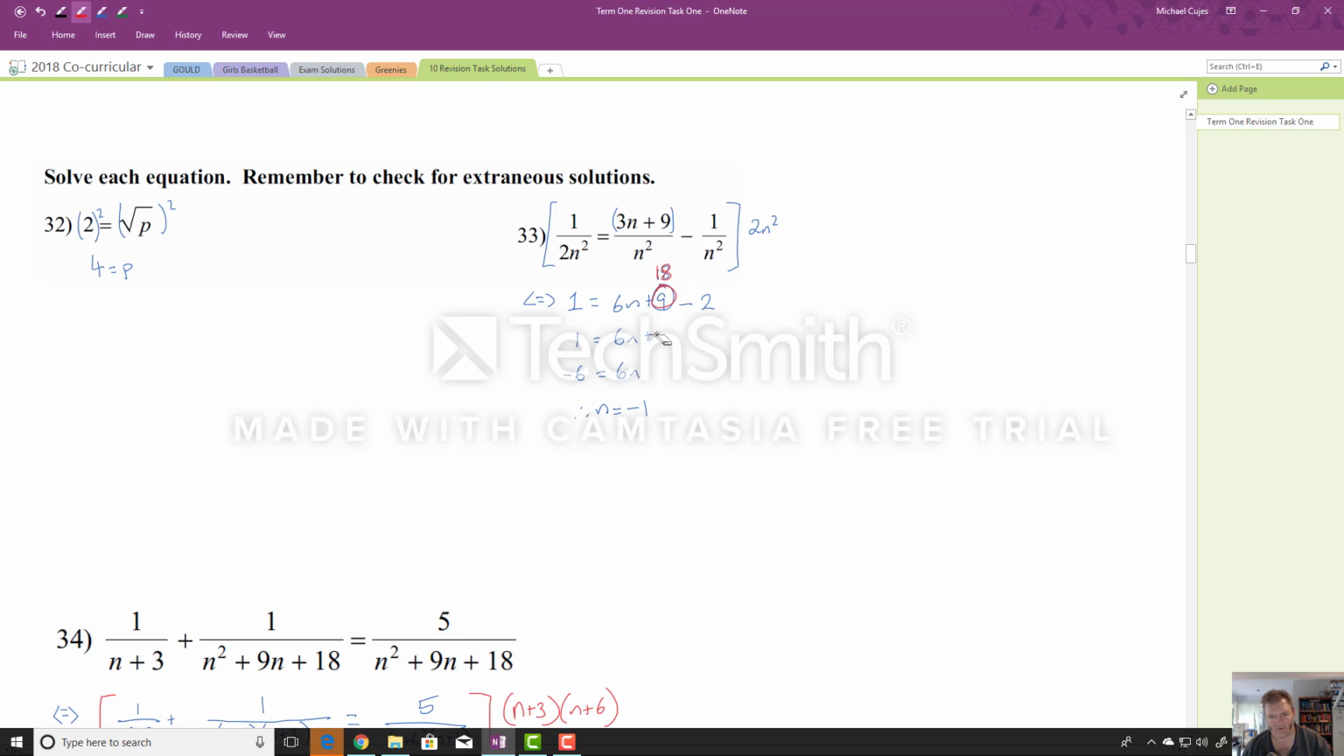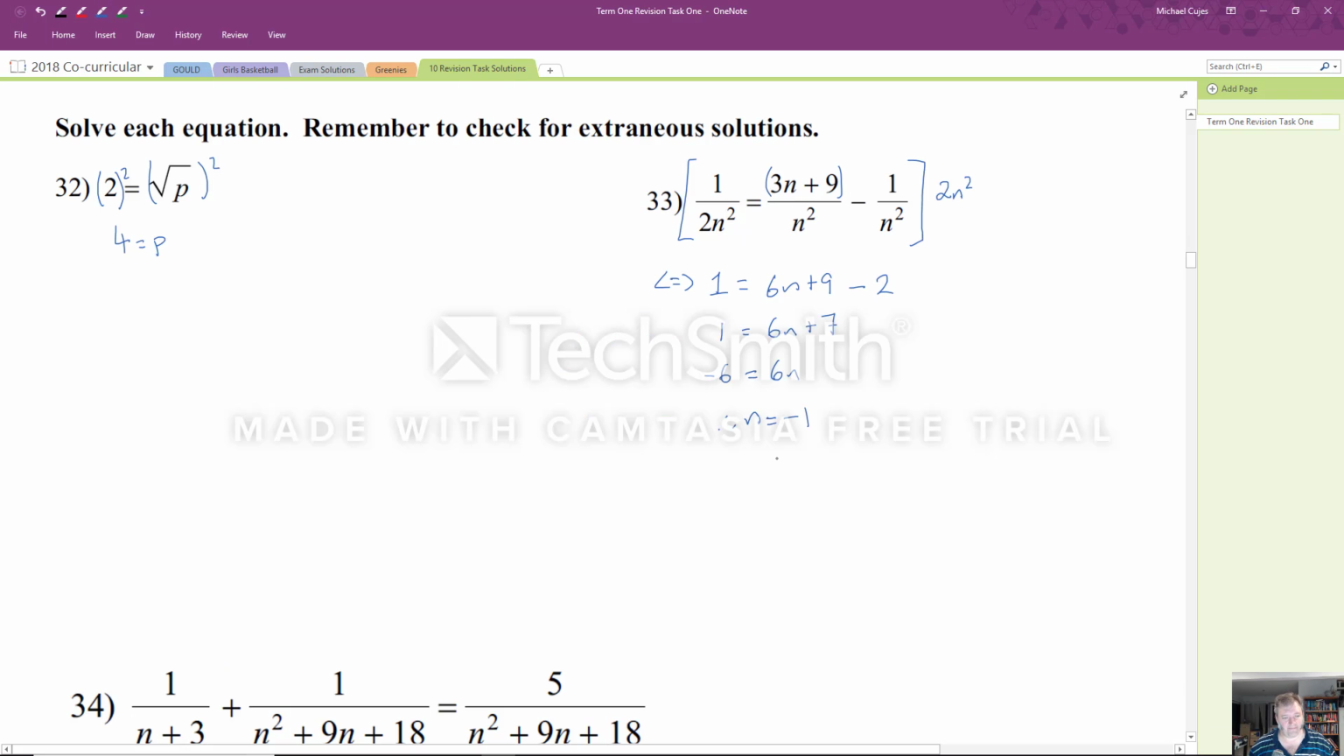Let's go through. Well, instead of being 9 minus 2, 18 minus 2 is going to be 16. When I subtract 16, I am going to have negative 15 equals 6n. And finally, when I divide by 6, negative 15 over 6, which is, of course, negative 5 over 2. Sorry about that one. Keep going with the rest of the video. Cheers, guys.